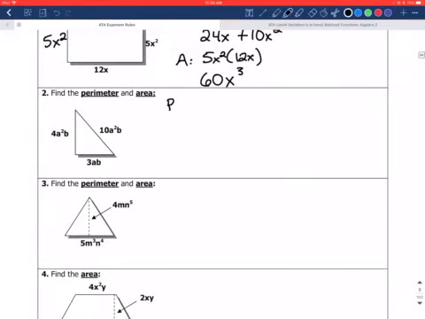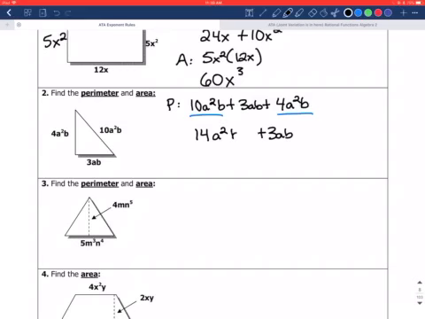So finding the perimeter here for number 2, we're just adding up all the sides. 10a squared b plus 3ab plus 4a squared b. So you notice that these are the same terms, they are like terms, and the one in the middle is not. So that 3ab is just going to stay there. We can't do anything with it. And then we combine like terms with the other ones, and that is 14a squared b.